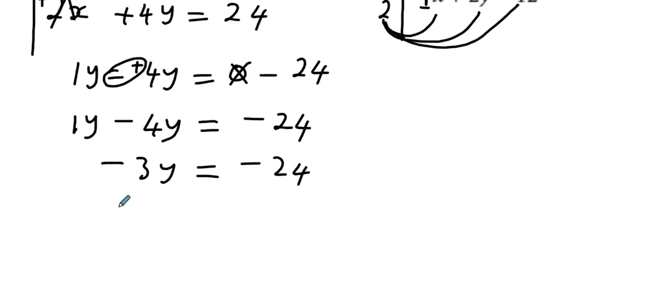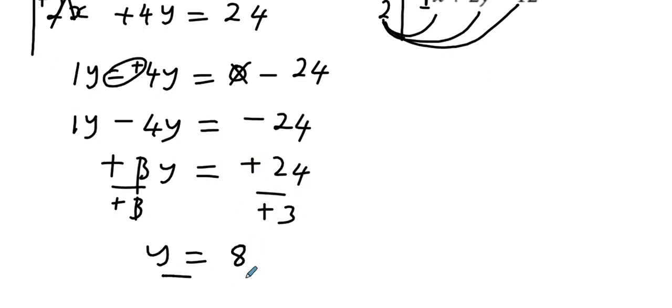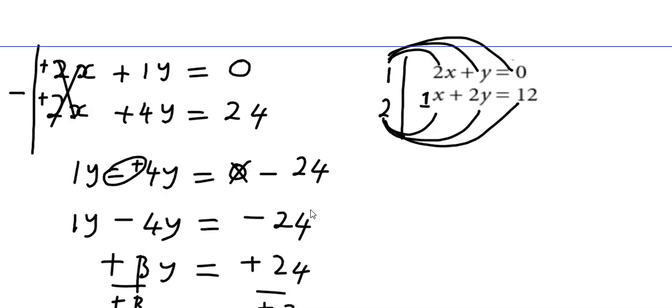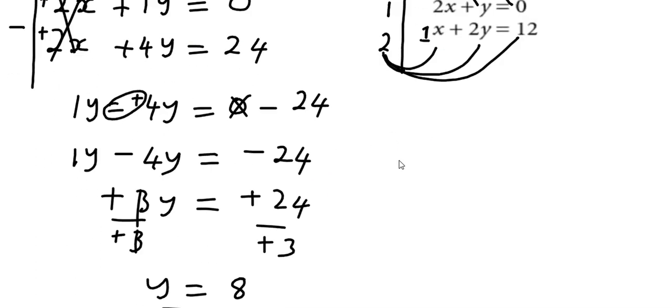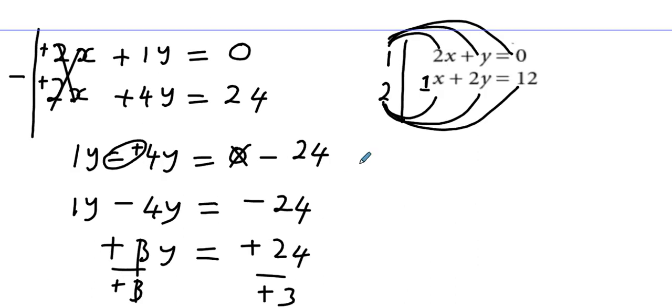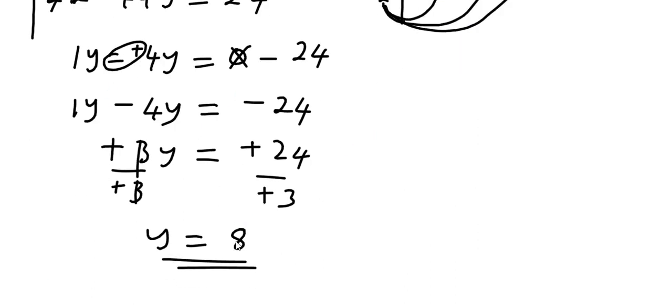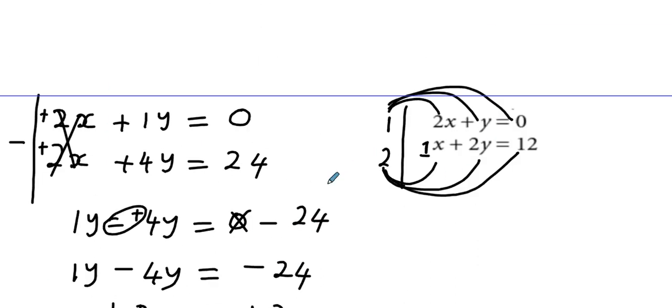Then here you divide by negative 3. This will be y equals positive, negative divided by negative is positive, 24 divided by 3 is 8. So I got y is 8. Now, we removed the x to get y. Now we are going to remove y to get x. So let me continue from here.